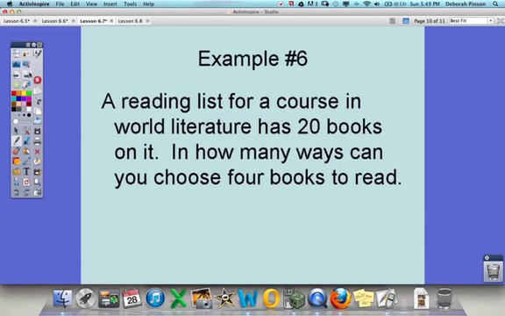Okay, so let's look at what one of these looks like. So a reading list for a course in world literature has 20 books on it. In how many ways can you choose 4 books to read? So we would have 20 books total, combination with 4. Now see how it doesn't matter which book you read first, you're just going to have to read them. So I'm going to go ahead and tell you, you can put this in your calculator, that it's 4,845. Alright, permutations and combinations, we're going to use them in the next section, so that's the reason they stuck them in here.